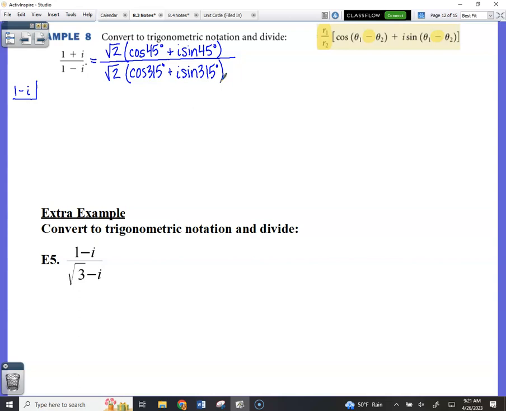Okay, so now that we have the trig notation, we're going to divide them. We don't divide like we normally think we would. We divide by using the formula. It's right here. So the formula tells me, take the two r's and divide them. And then bracket cosine. Take the thetas and subtract them. Order matters here. So the one on top minus the one on bottom.